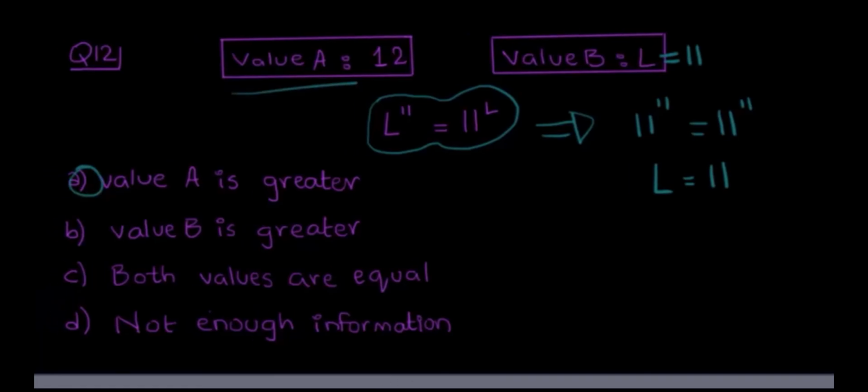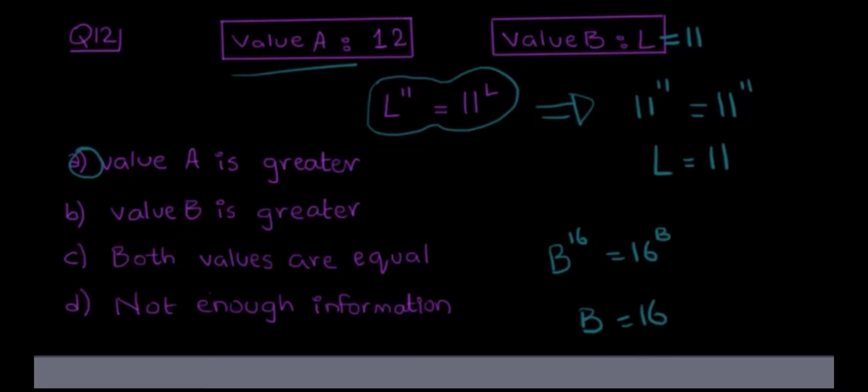You could have it come up as, let's say, b to the power 16 equals 16 to the power b, but now I do know that the only possibility for b is to be 16 itself. That's it. So let's go, next question.